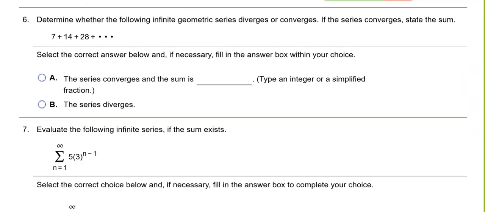Okay, question 6. What's the multiplier?